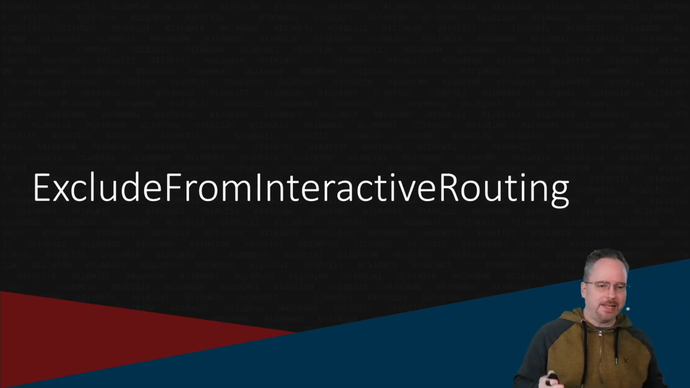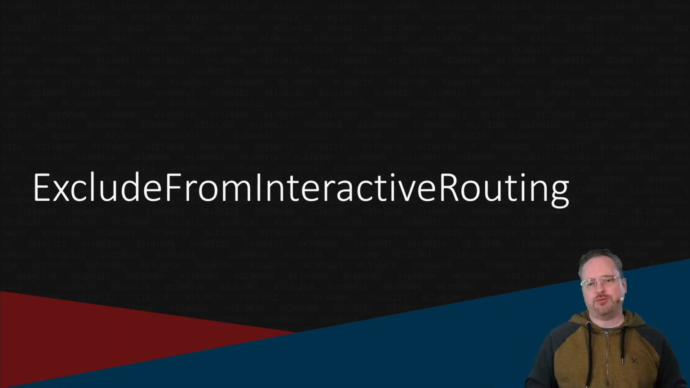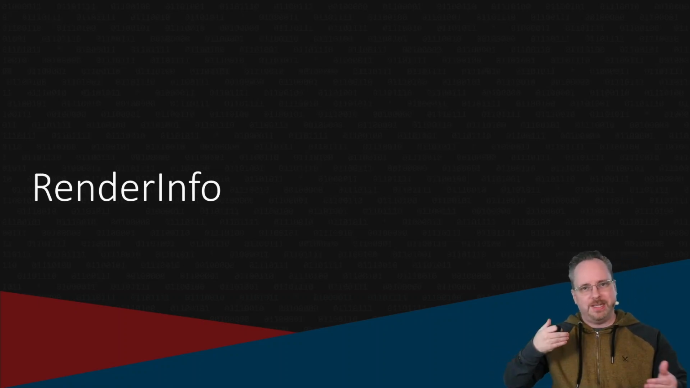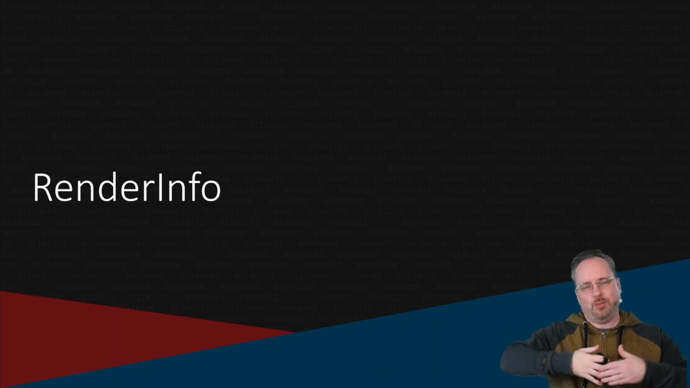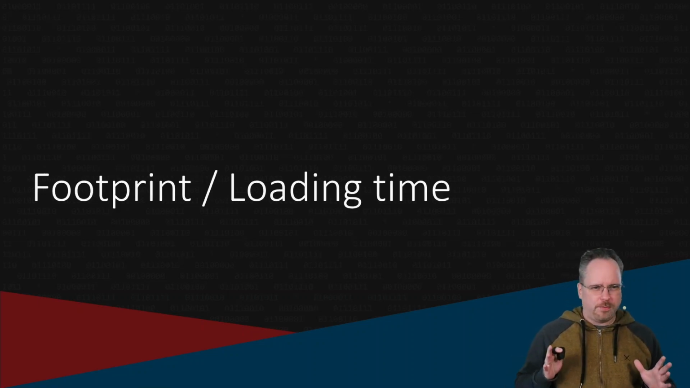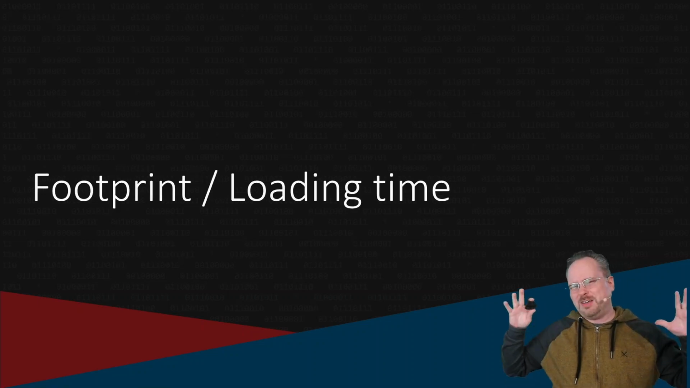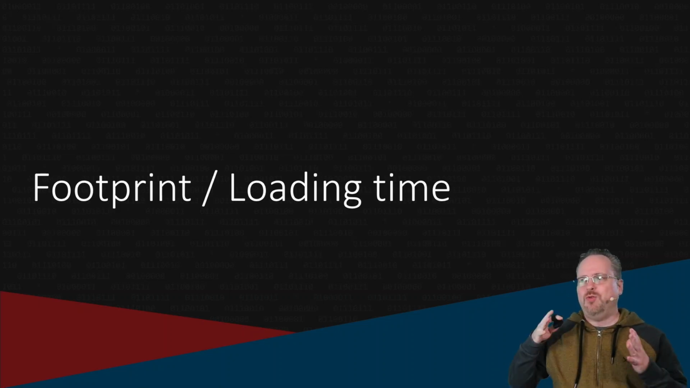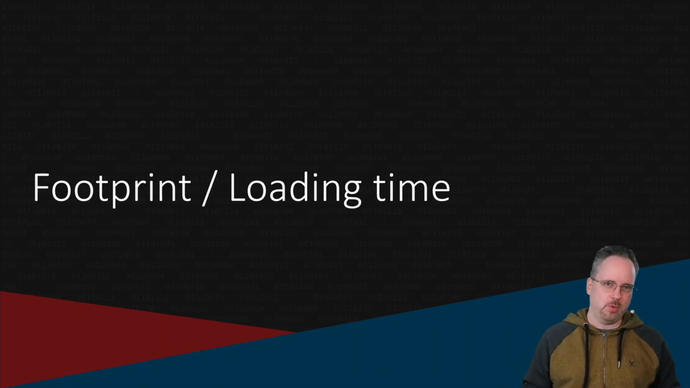So in .NET 9, we got the exclude from interactive routing. We already talked about that. We also got render info so that we know whether or not we can disable if we're not interactive. So now let's take a moment to talk about the footprint, the loading time. As you have seen with all these demos, it is not really a problem anymore.